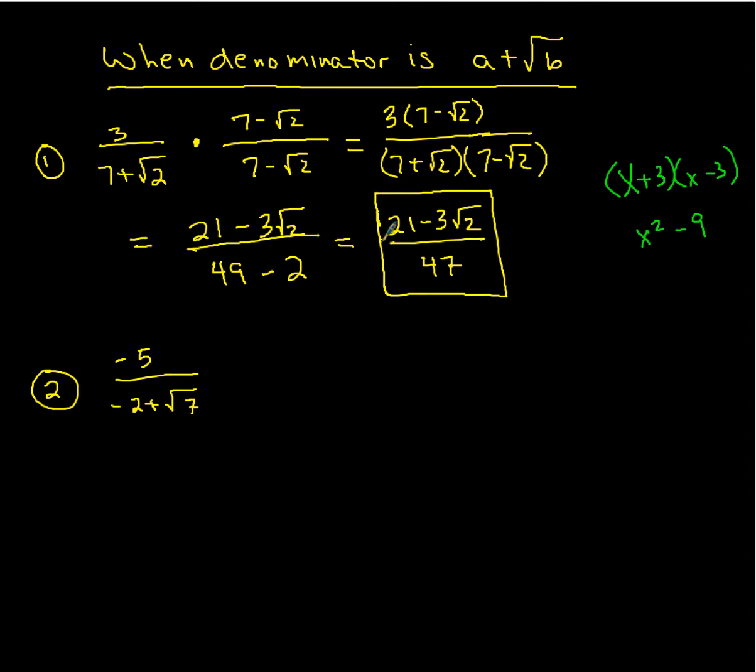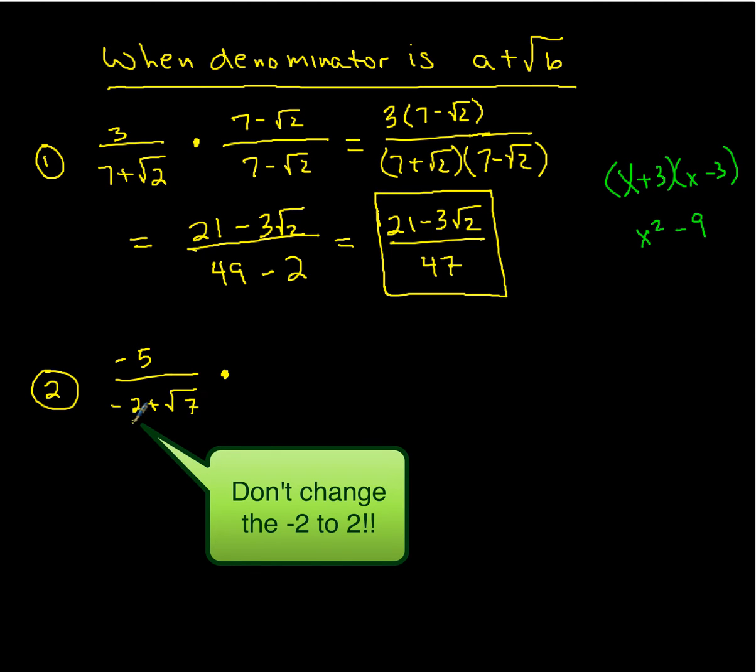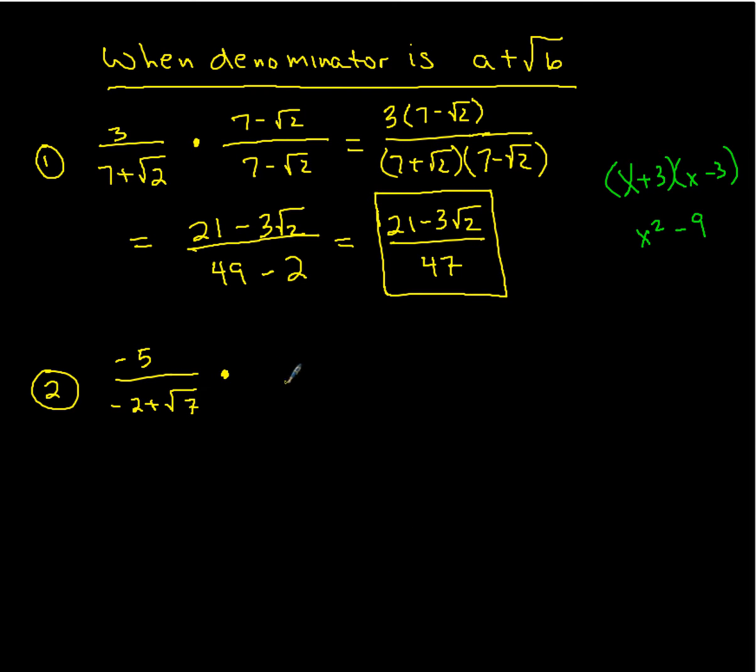Now, a kind of shortcut on this: 7 times 7 is 49, and then just subtract the other number that's underneath the radical. So let's take a look at this second example, see if you can pick up this pattern. Here, a common mistake that people will make, they'll want to change the negative 2 here to a positive 2. Don't do that. Be really careful because that's a common mistake people will make. But then what you're going to do is multiply numerator and denominator by the conjugate of negative 2 plus the square root of 7, which is just going to be negative 2 minus the square root of 7.